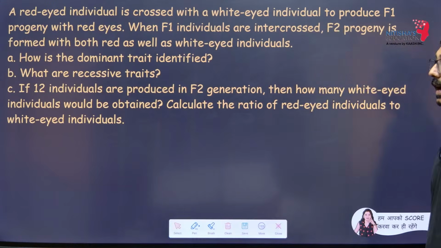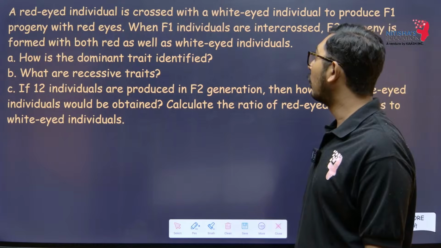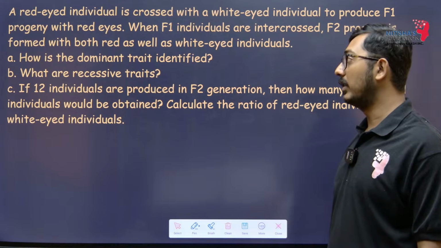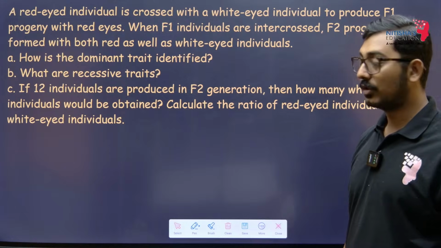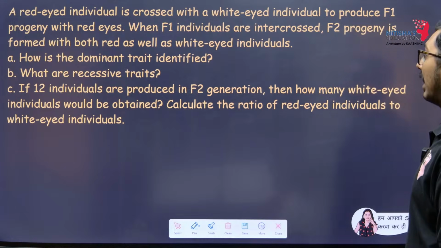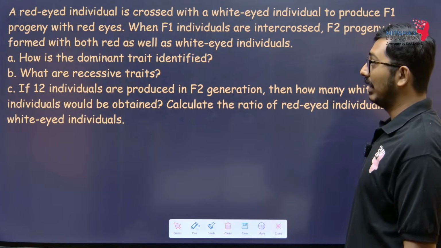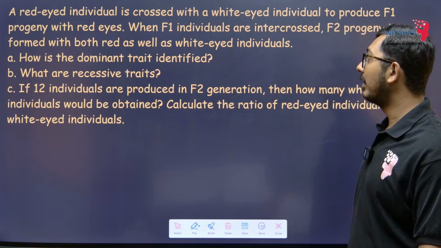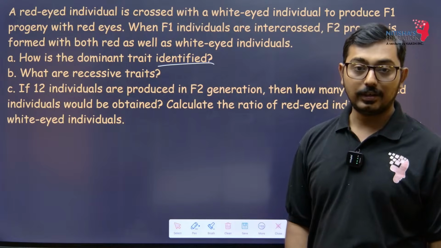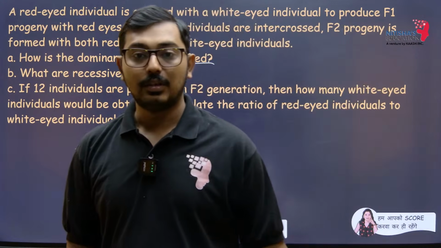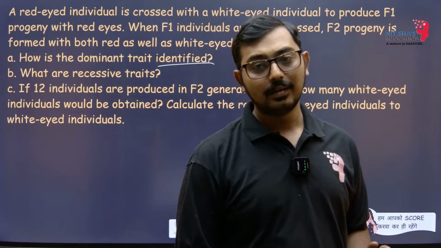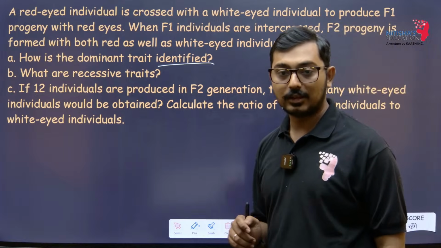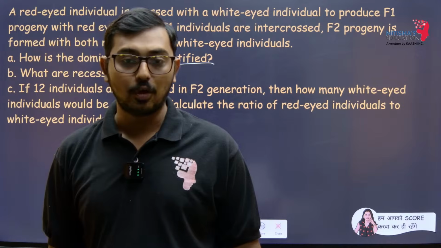Next, a red-eyed individual is crossed with a white-eyed individual to produce F1 progeny with red eyes. When F1 individuals are intercrossed, F2 progeny is formed with both red as well as white-eyed individuals. How is the dominant trait identified? Now, the dominant trait is identified by observing its expression in the F1 generation. Whatever F1 generation is providing you, according to that, you will be having dominant trait.